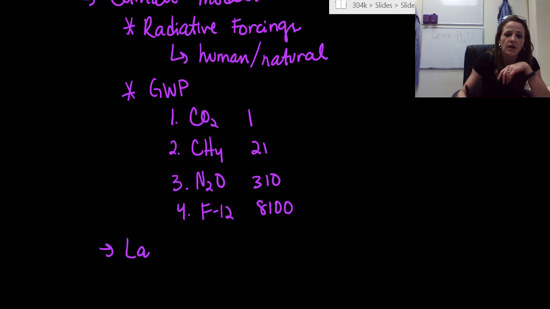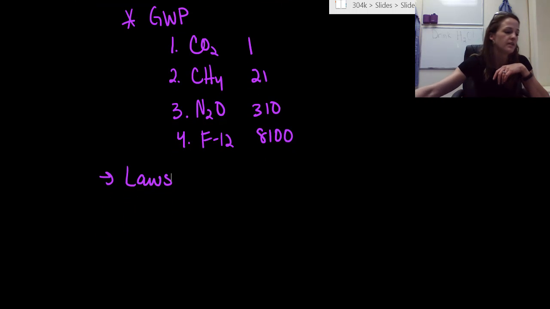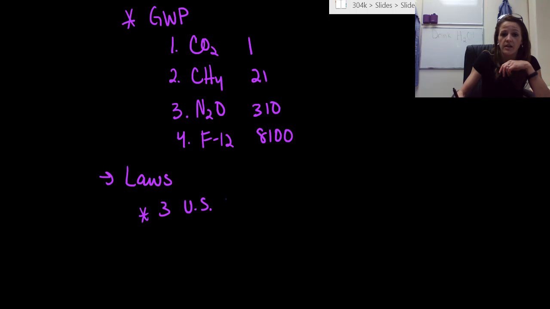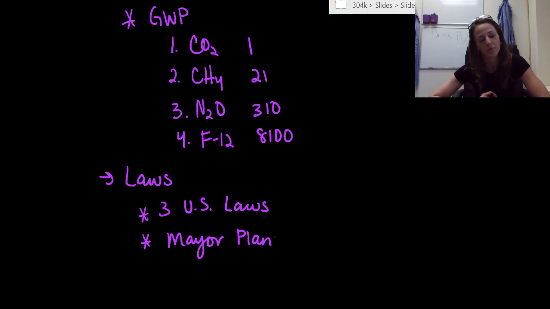All right, then we also talked about a couple different laws that were put into place. I expect you to know the 3 U.S. laws, okay, that I highlighted. You absolutely need to know those. There was also a mayor plan. I'm just going to write it as the mayor plan, but hopefully we're all comfortable with that, and we know it's the U.S. Mayor's Climate Protection Agreement.